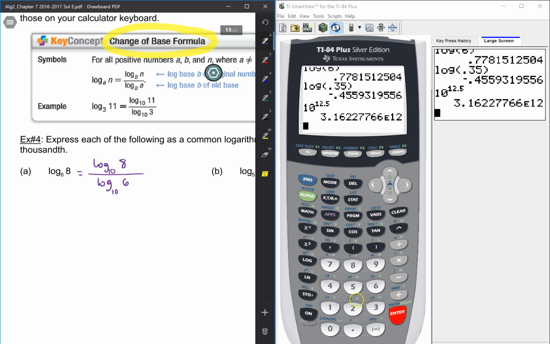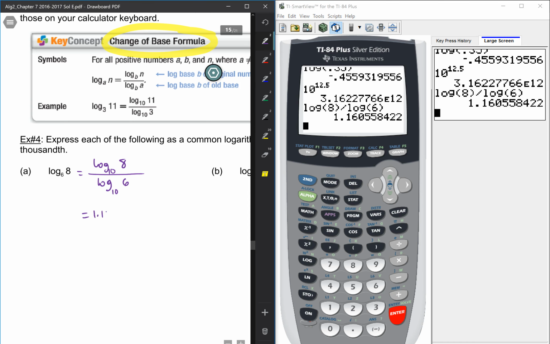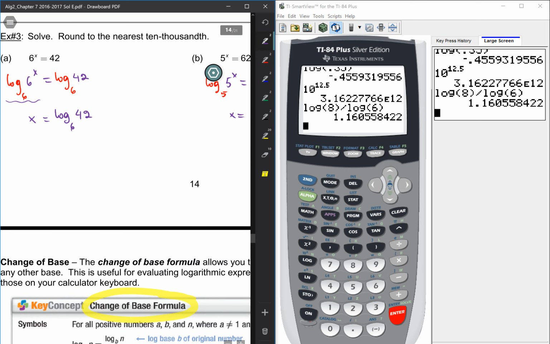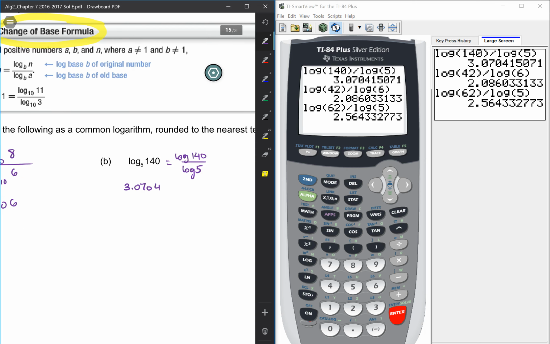So it's going to be log of 8 divided by log of 6. Okay, and we get 1.1606. All right, I'm going to give you half a minute to do part B and then to go up and do A and B of example 3. All right, so half a minute. I'm going to pause this for half a minute and we'll come back.